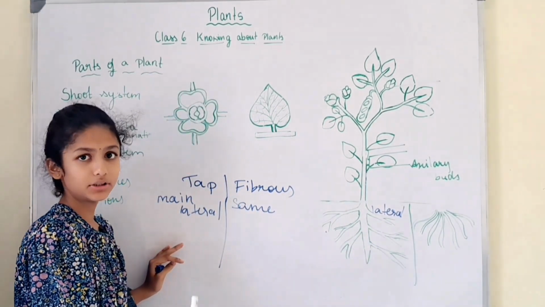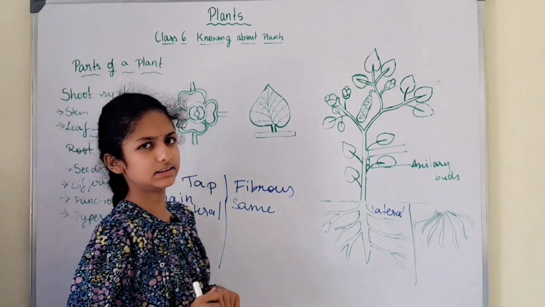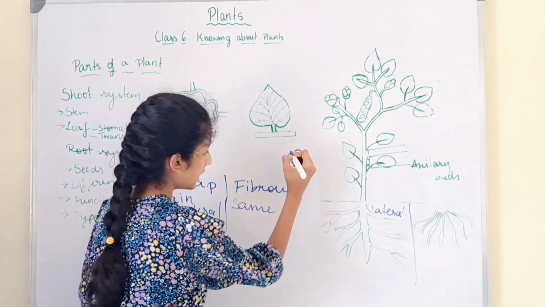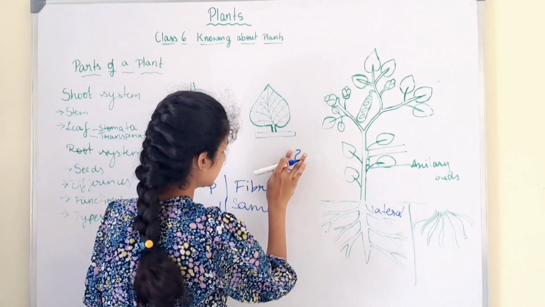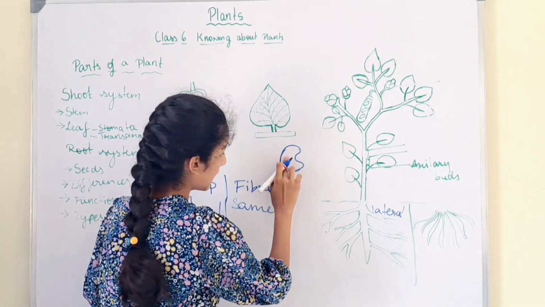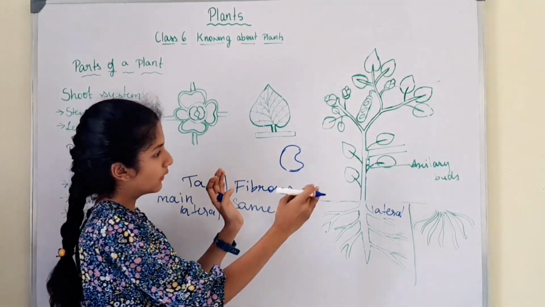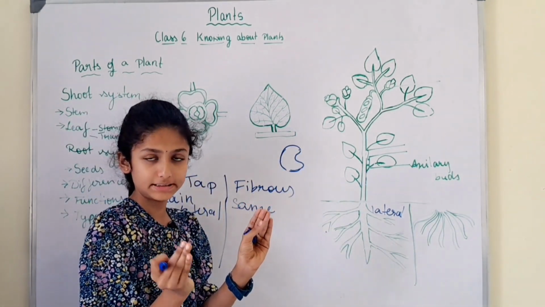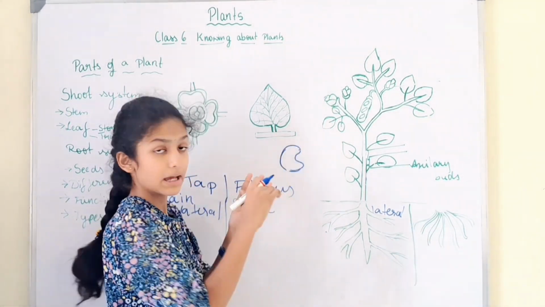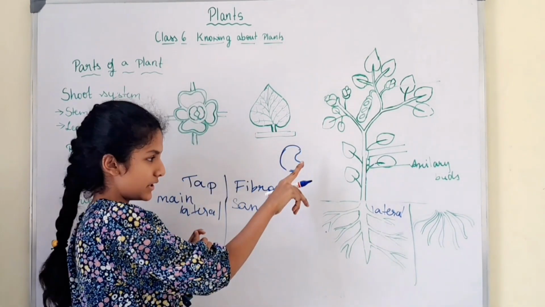Now let us see about the cotyledons. What is a cotyledon? Have you seen a seed picture? First it will have a seed coat. After we remove the seed coat, we will find two cotyledons. The two cotyledons are the baby leaves which prepare food for the embryo.